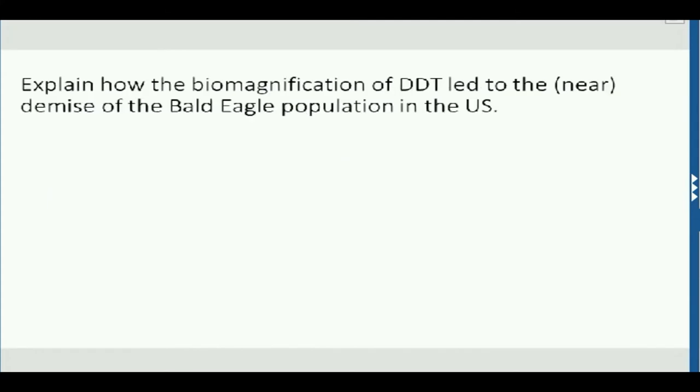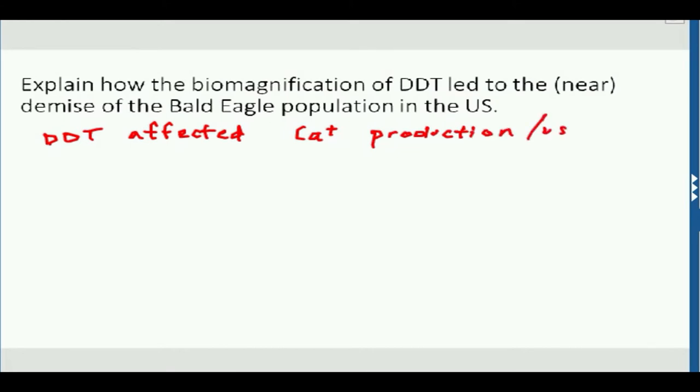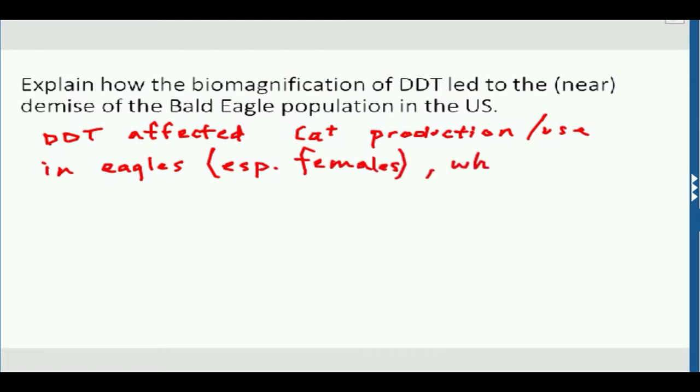Okay, explain how biomagnification of DDT led to the near demise of the bald eagle population in the US. So DDT affected calcium production in eagles, especially females, which caused thin eggshells.